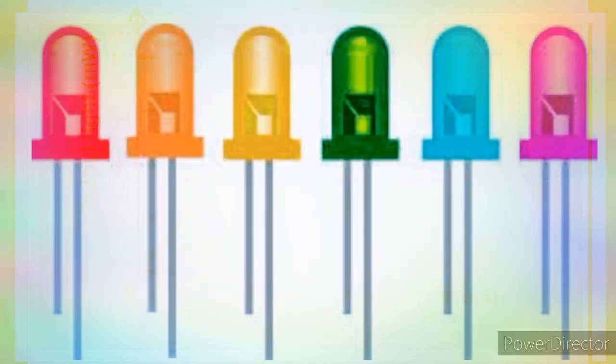What determines the color of an LED? The material used for the construction of the LED determines its color. In other words, the wavelength or color of the emitted light depends on the forbidden gap or energy gap of the material. Different materials emit different colors of light.